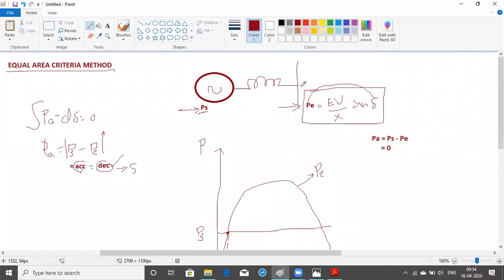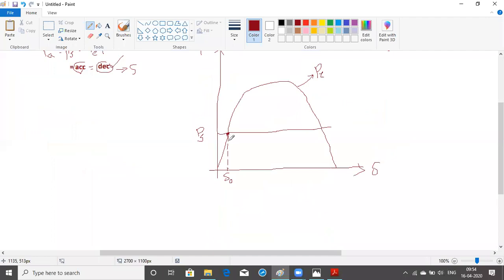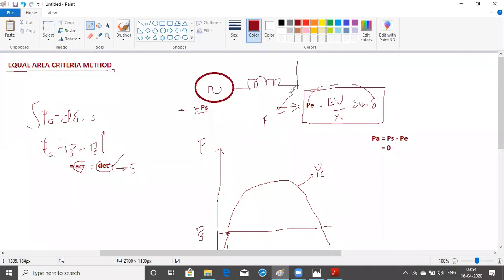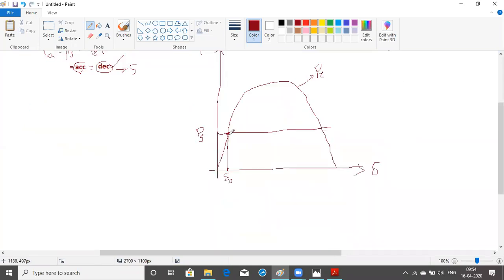Now what happens? Suddenly a three-phase fault has taken place. A severe fault. I'm assuming the fault as a three-phase fault. So when the severe fault has taken place, what happens to the electrical power? Electrical power will drop to 0. The electrical power that the synchronous generator delivers to the transmission lines or the load system will drop to 0.